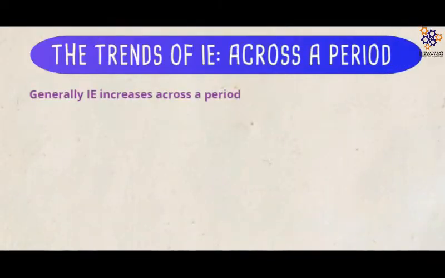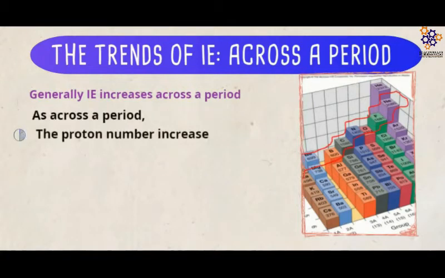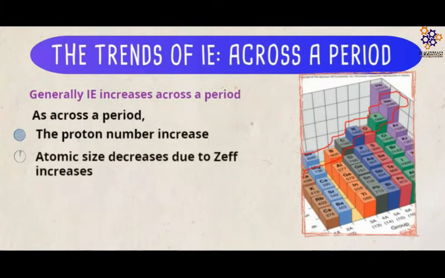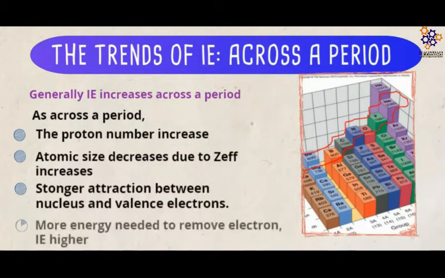The trends of IE across a period. Generally IE increases across a period. Across a period, the proton number increases. Atomic size decreases due to increased effective nuclear charge, resulting in stronger attraction between nucleus and valence electrons. So, more energy is needed to remove a valence electron. Therefore, IE is higher.